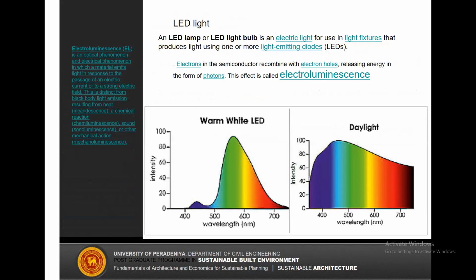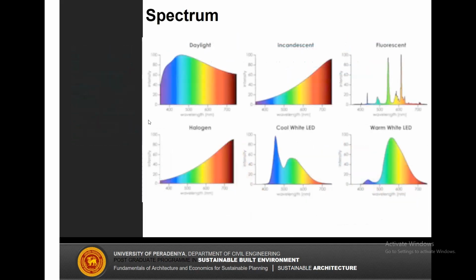And then LED lights also have a very good color rendering index. So we can use them for interior lighting and so forth. LED lights work with the electron-hole concept. I am not going to explain how these diodes work and so forth. I think you know how it is, but this is the spectrum. In comparison to daylight, this is the spectrum of a typical LED light.